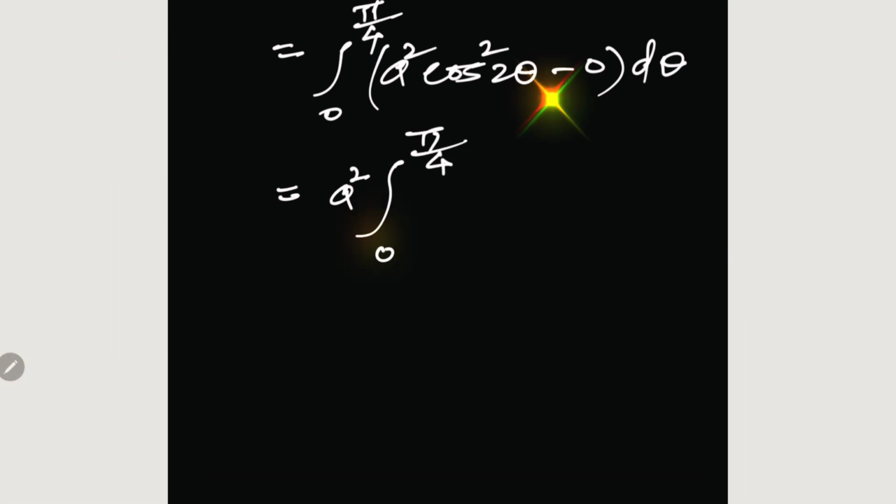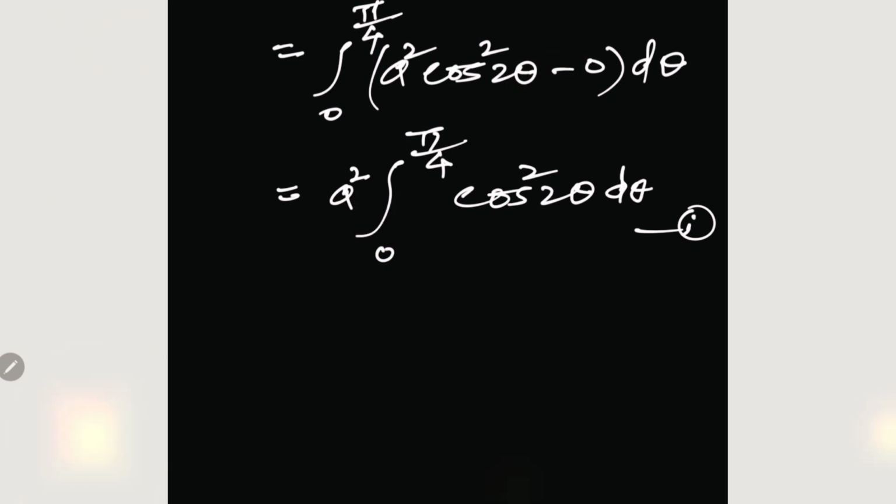Remaining is a square cos square 2 theta. A square is constant, we can take it outside the integral sign. Integration from 0 to pi by 4 of cos square 2 theta d theta. We call this equation 1. The limits are 0 to pi by 4. If we have to apply the reduction formula, the limit must be 0 to pi by 2. Then only we can use that reduction formula.